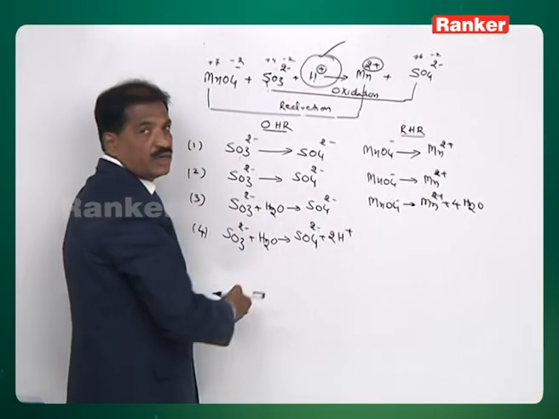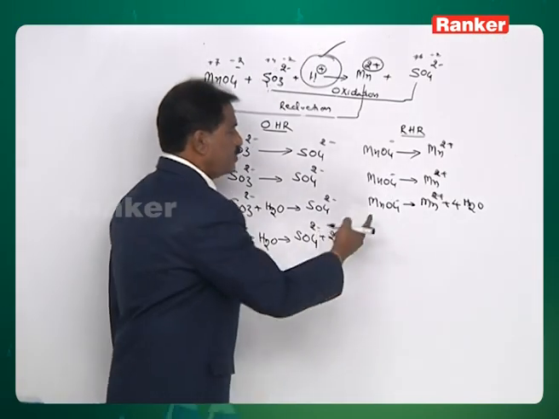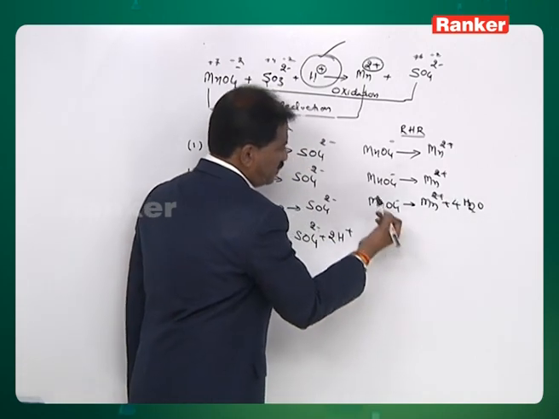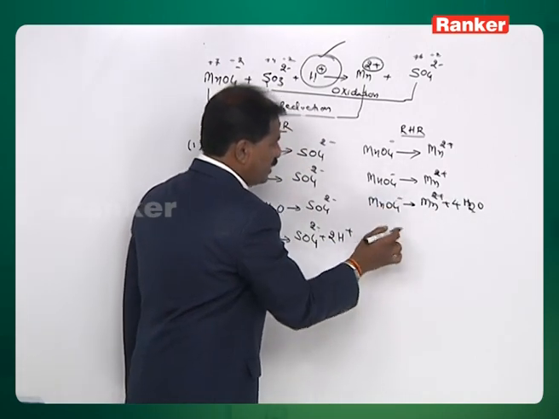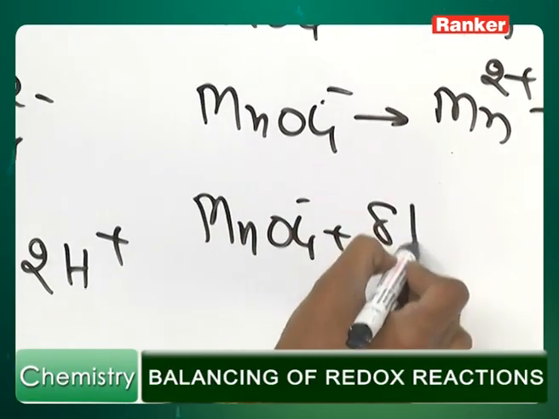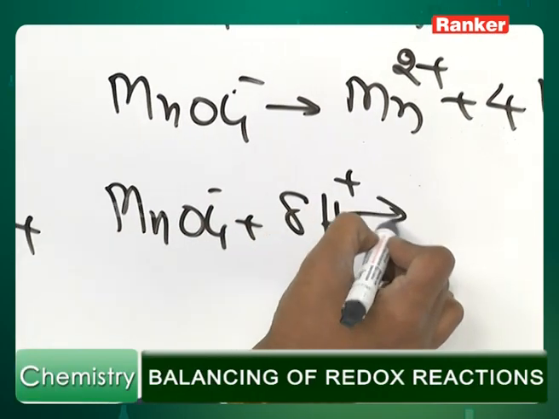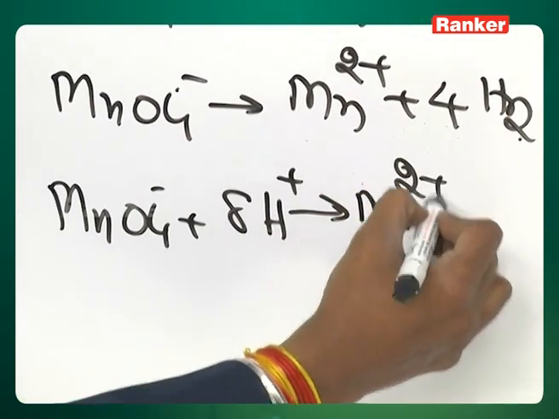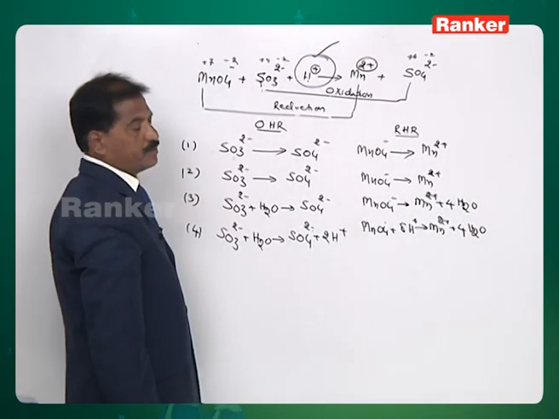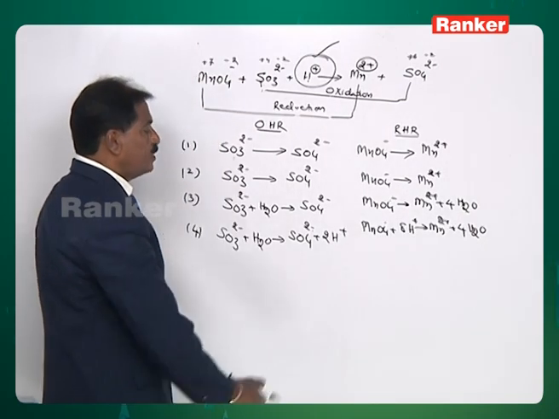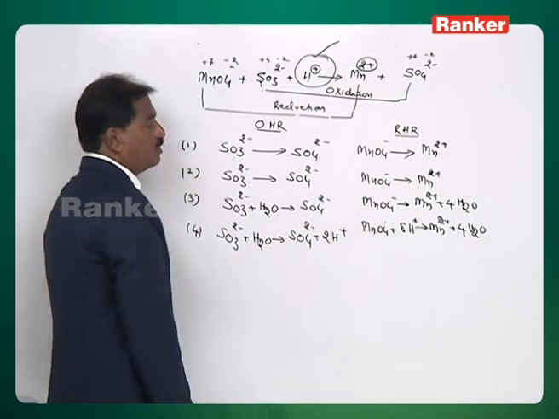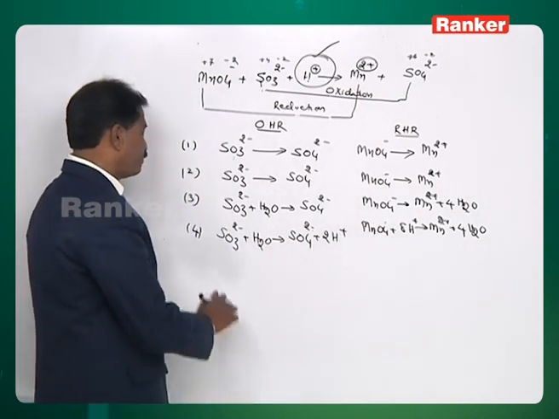So now the hydrogens got balanced. Similarly, observe this reaction. Here 8 hydrogens are extra, here 8 hydrogens are deficient. Therefore, add 8 H plus ions. Eight H plus ions. So that means now in the first half reaction as well as in the second half reaction, the hydrogens have been balanced.